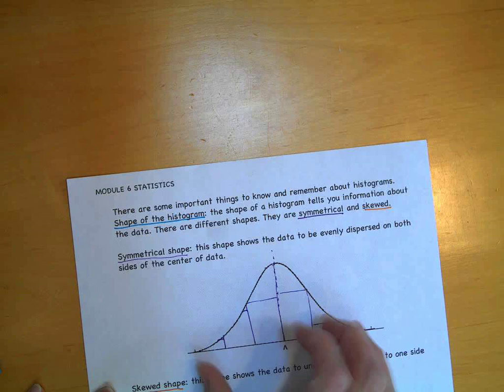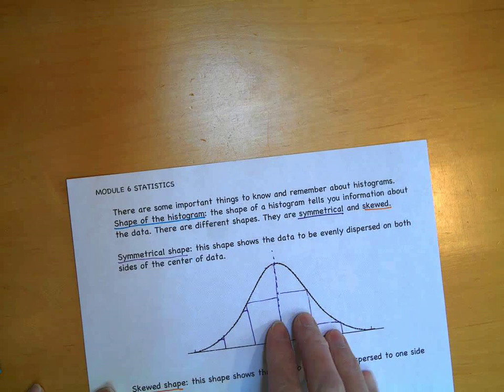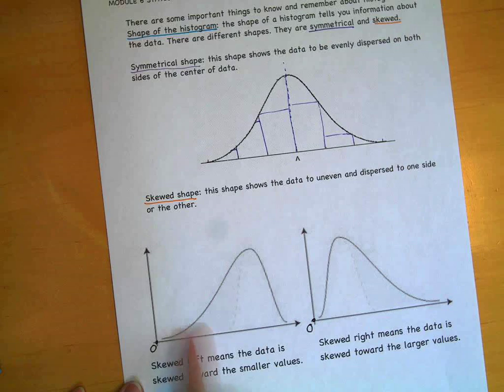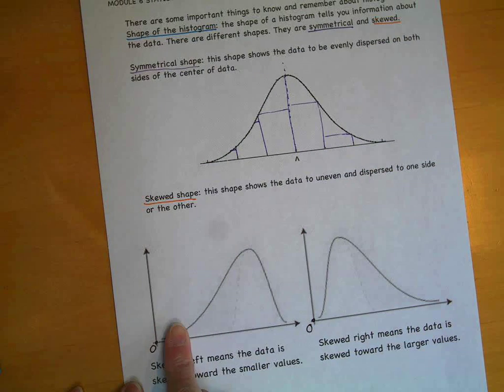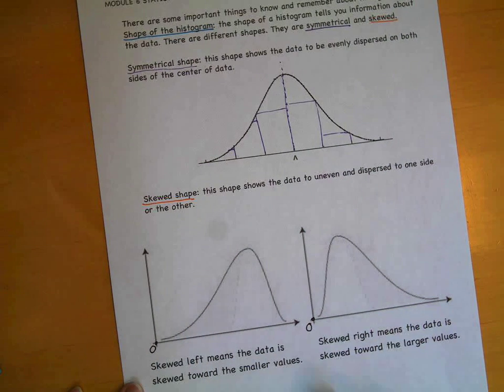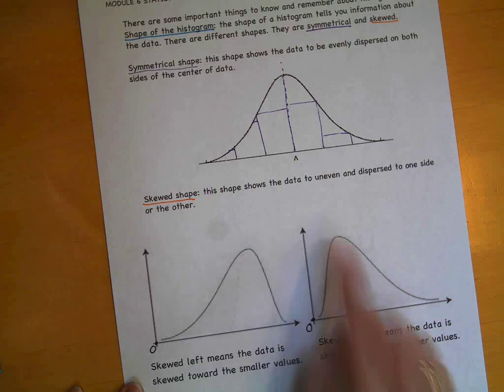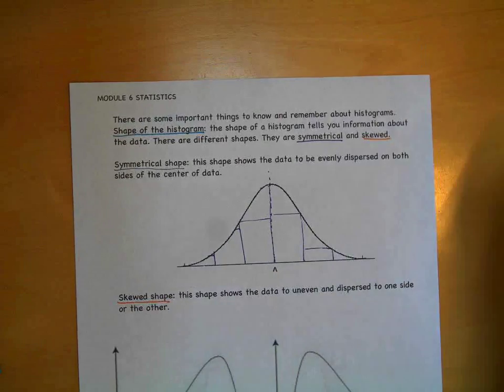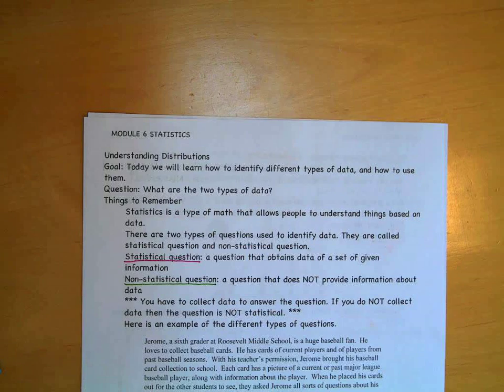Then, once you have your data on a histogram, you have to understand the shape of the histogram. They are either symmetrical, which means that the data is equally dispersed on both sides the same way, or skewed. Skewed left means that your data is focused on the smaller values. Skewed right means that your data is focused on the larger values. Okay, holy moly, that was a lot of information.